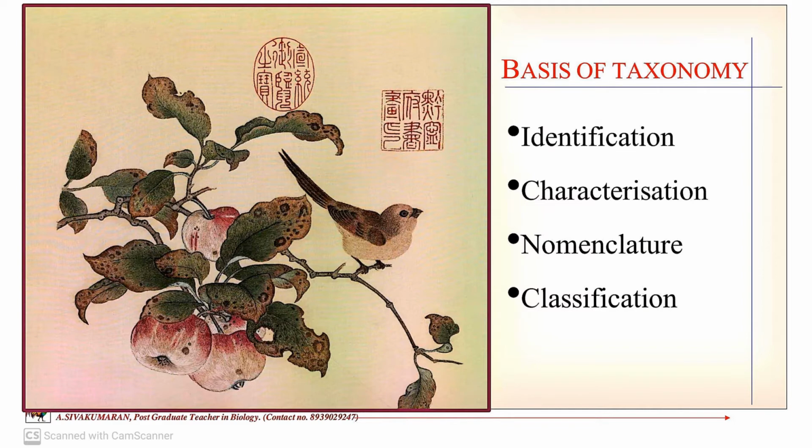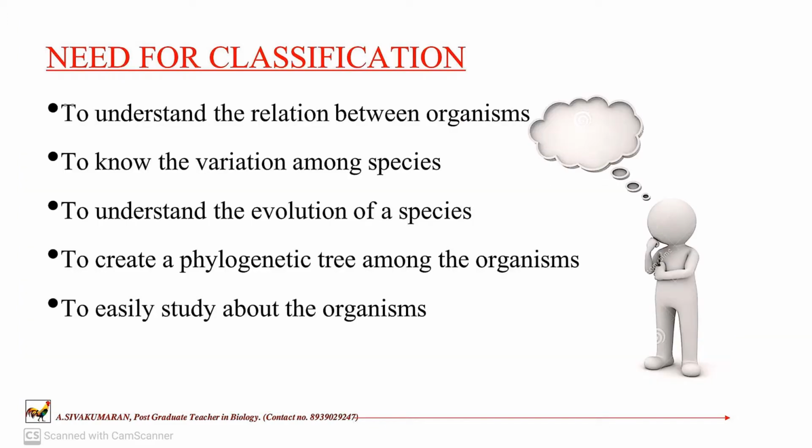The basis of taxonomy lies on identification, then characterization, nomenclature, and then classification. What is the need for classification? As I told you already, to understand the relationship between organisms, to know variation among species, to understand the evolution of species, to create a phylogenetic tree among the organisms, to easily study about the organisms. For all these purposes, we need to classify the organisms.